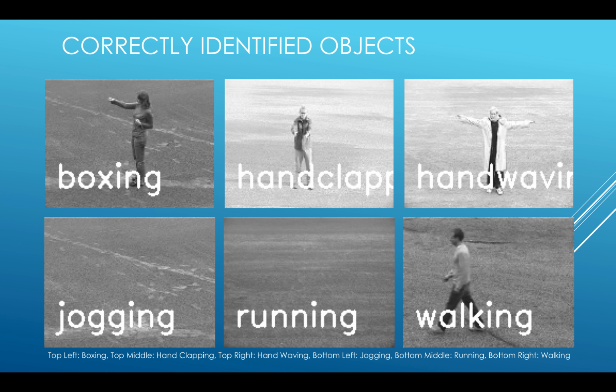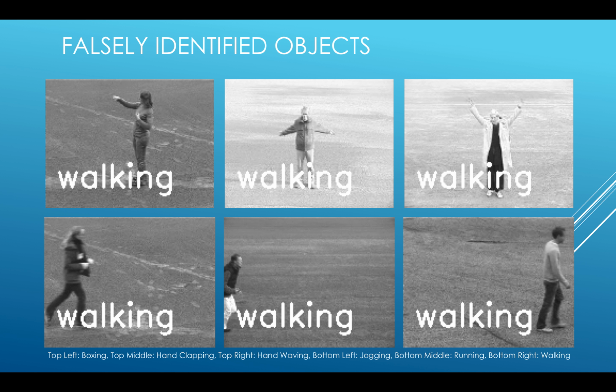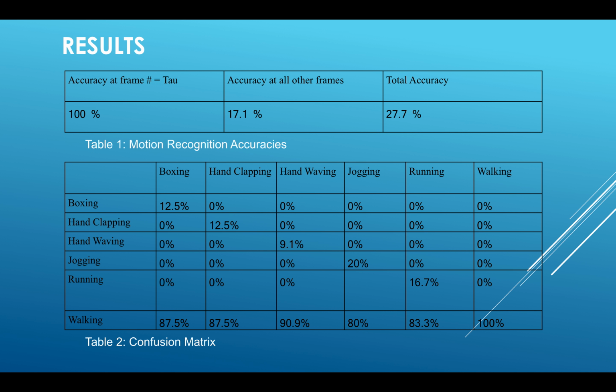So here's an example of me correctly identifying the activity. I took in a video and I attempted to identify in real time what was happening. As you can see, I was able to do this for all of these points in time. There are also points in time when I falsely identified the activity, and as you can see, I always falsely identified it as walking. We're going to talk a little bit more about why in the next slide.